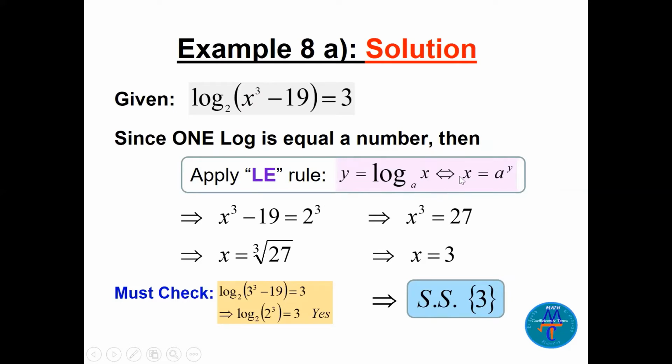In the LE rule, the logarithmic-exponential rule, x, which is x cubed minus 19, is equal to a, the base 2, to the power y, 3. So x cubed will be here, 2 power 3 is 8. So x cubed will be 27. Take the cube root of both sides, x will be 3. Just to make sure, if you put 3 in the original equation, the argument here becomes positive. So the solution set is only 3.